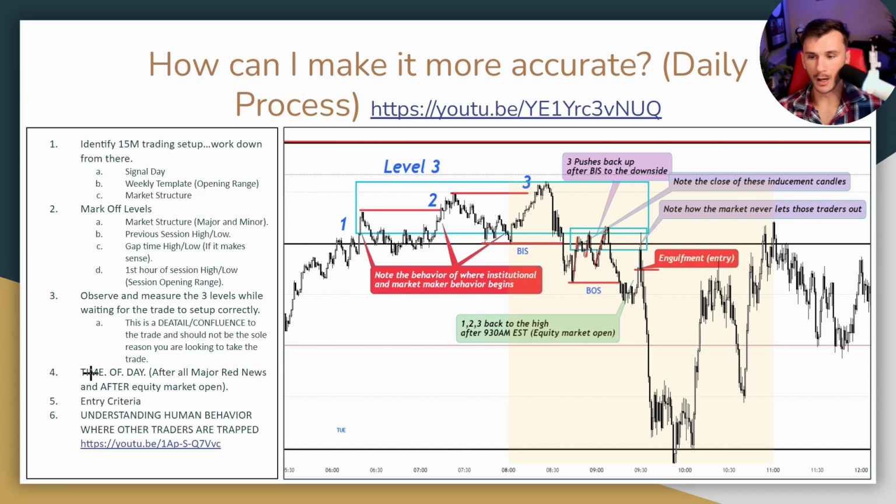Also, the time of day, like I just mentioned, you want the equity market to be open, and you don't want any major red news left on the calendar. It should just be you and price trading organically. There should be nothing else hindering your trade from moving as it should.